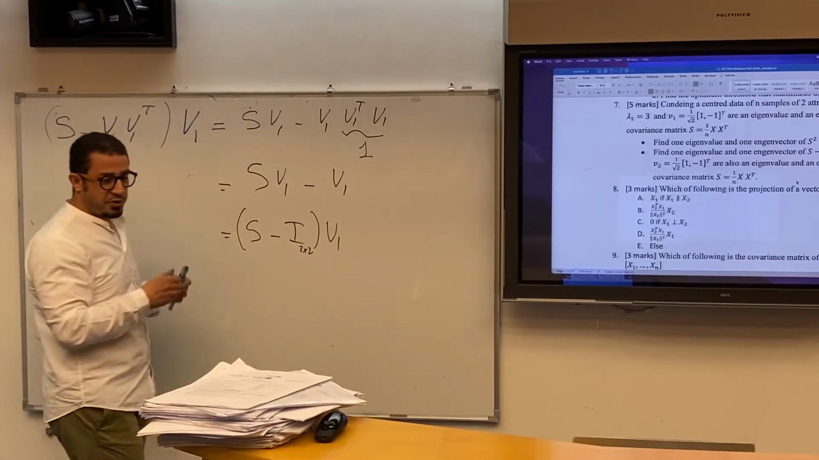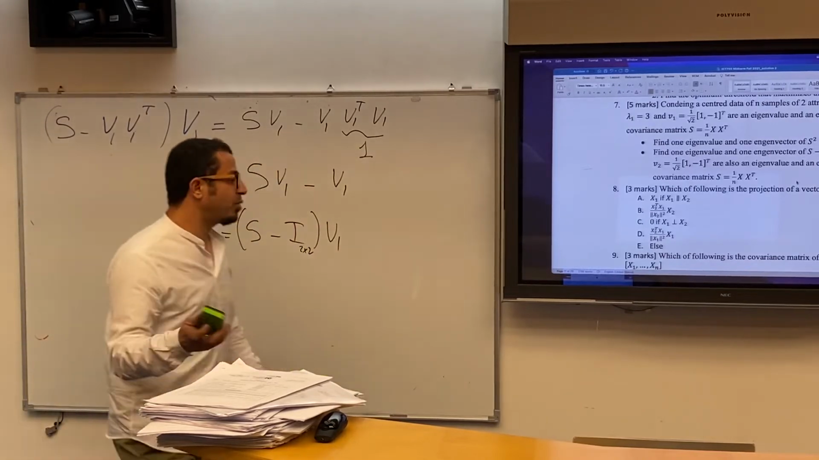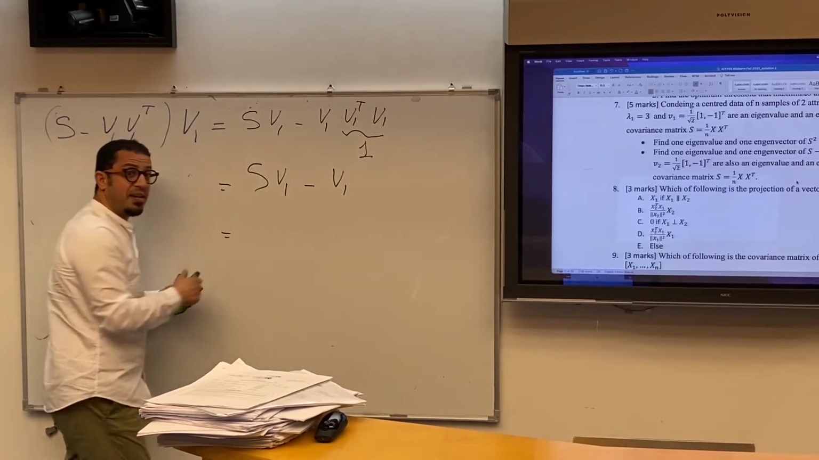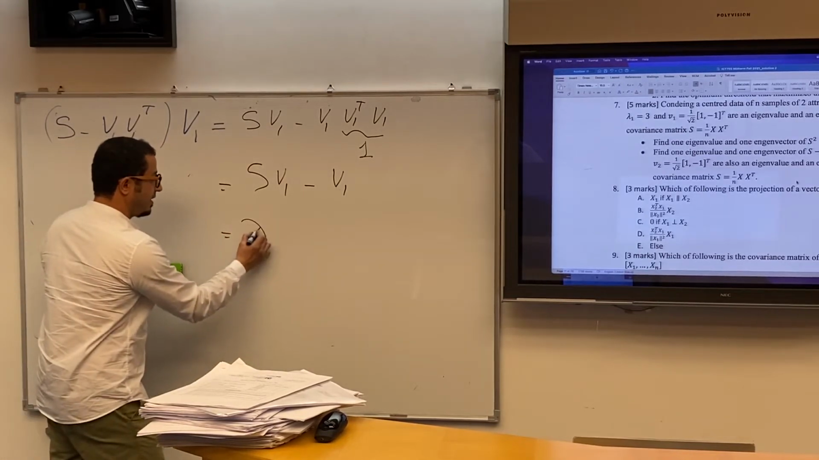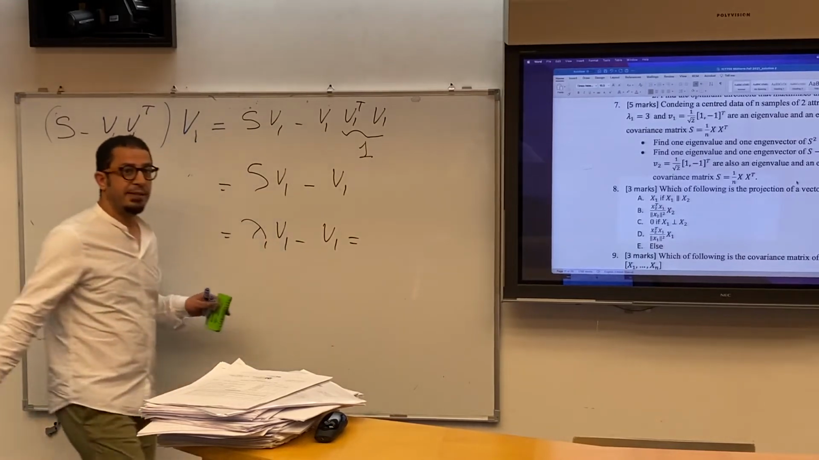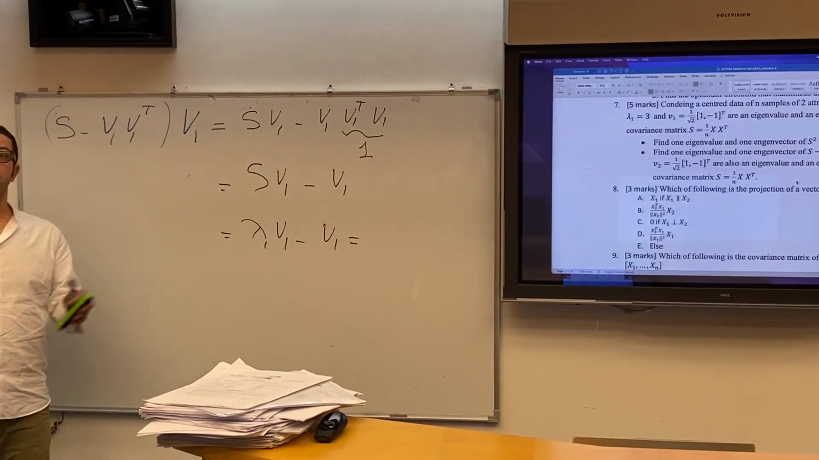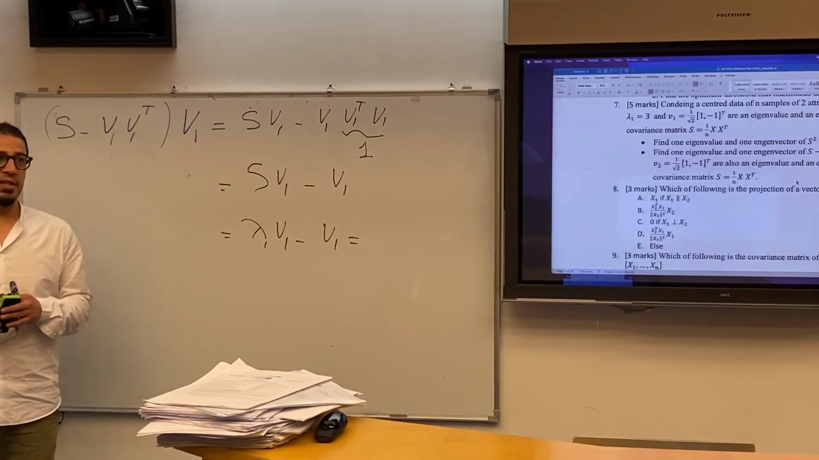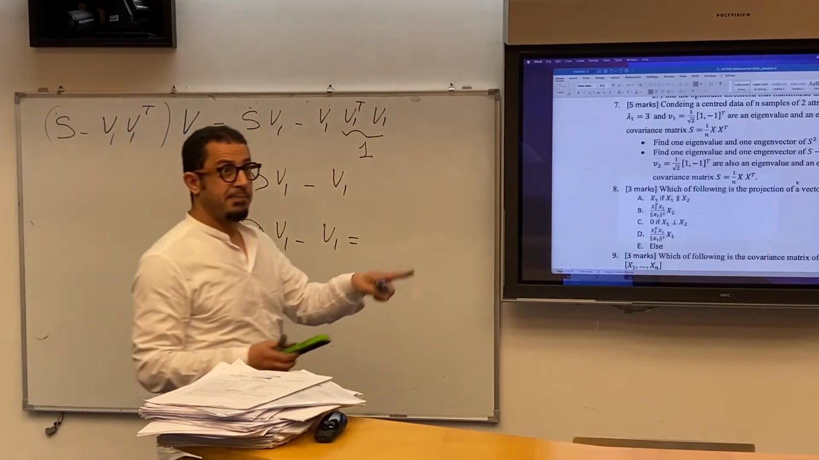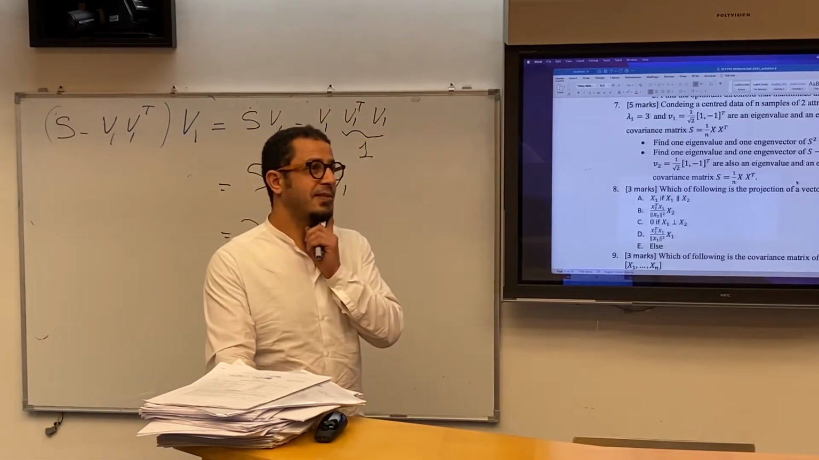Here I make it more complex. What is V1 and S1? They are eigenvalue and eigenvectors. It's lambda 1. So what will be here? It's lambda 1. So give me what is the new eigenvalue. What is it? Lambda 1 minus identity. Lambda 1 minus I identity.